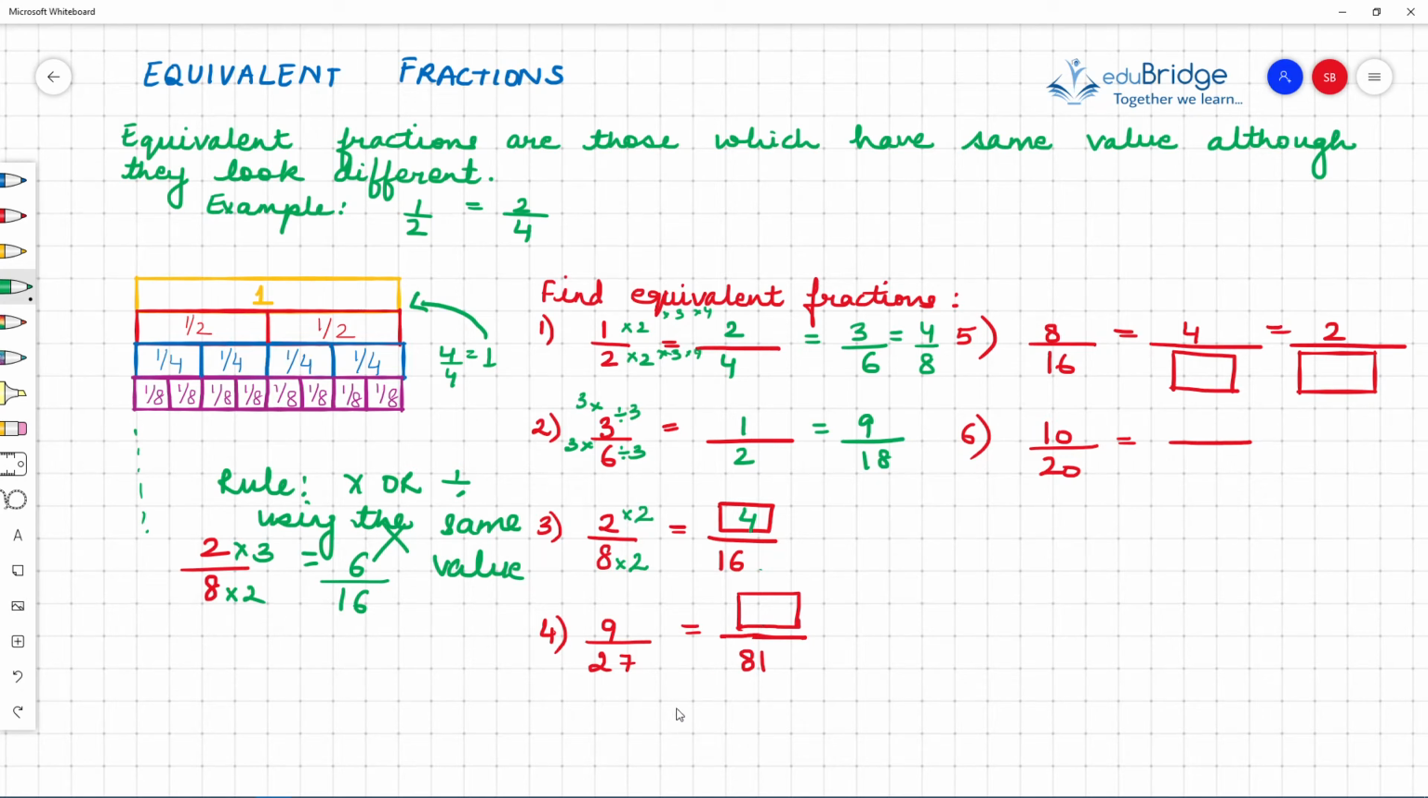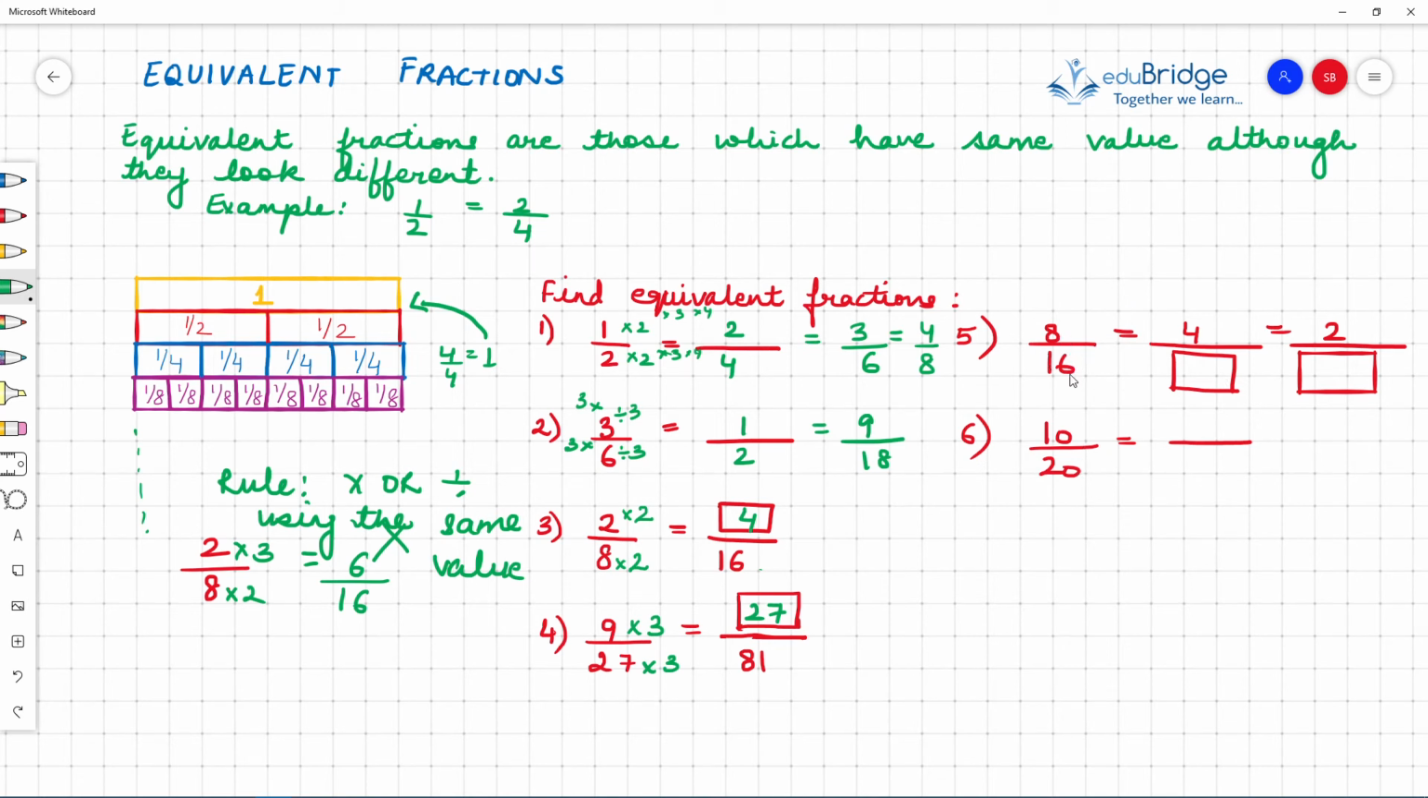Let's move on to the next example, which is 9 by 27. Again, a value is given to us, so we try to find the relationship between 27 and 81, which is times 3. So 27 times 3 is 81. This means I also need to multiply my numerator by 3. So what will be 9 times 3? 27. So my answer will be 27 by 81, which is an equivalent fraction of 9 by 27.